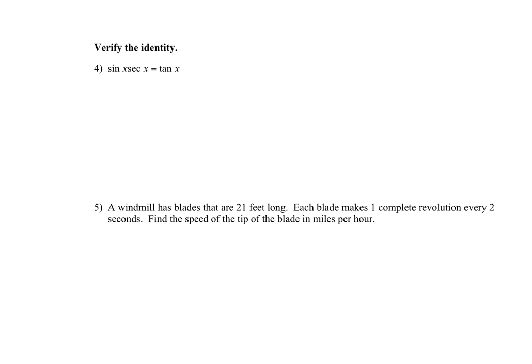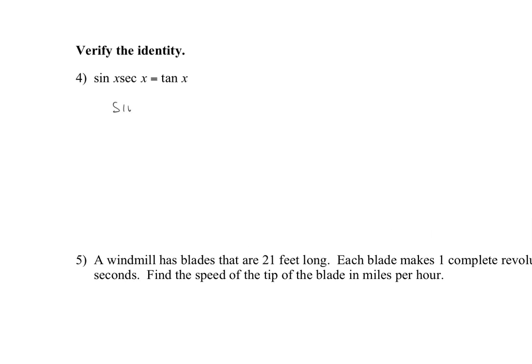So I'm going to take the left side of this identity. Let's say it's sine x times the secant of x. And our goal is to change this into the tangent of x. So I'm going to use the reciprocal identity for secant and change this into 1 over the cosine of x. I'm just going to leave sine x as it is. Then multiply those two expressions together. Sine x times 1 over cosine is sine x over cosine x, which is equal to the tangent of x. And then we have verified the identity.